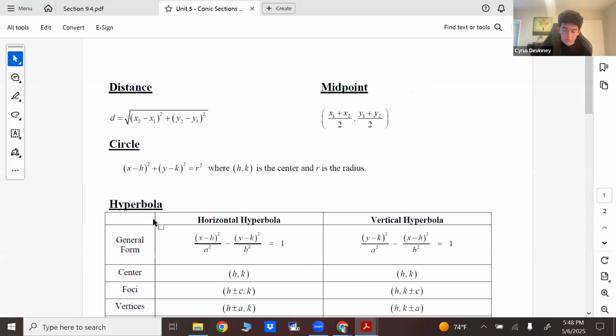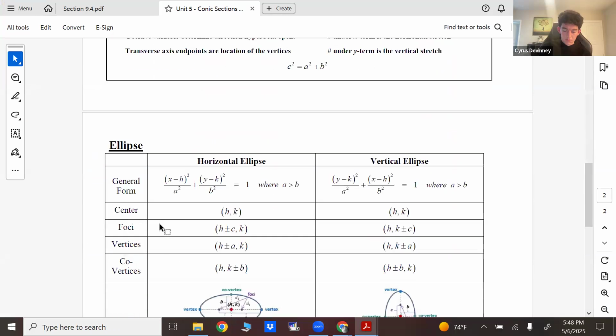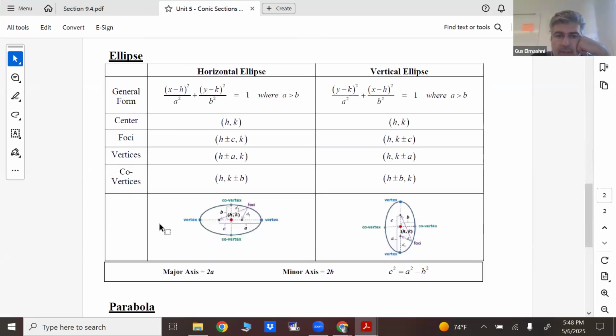Okay. So here's the ellipse, right? As I said, (x minus h) squared over a squared plus (y minus k) squared over b squared equals 1, where a is larger than b. Center is h comma k. For the vertices, you move a left and a right. Co-vertices are the endpoints of the minor axis. And then the foci, and you have a diagram that helps you out. The major axis is 2a, minor axis 2b, c squared equals a squared minus b squared, or it reverses if the major axis is vertical instead. So this is a great reference sheet.